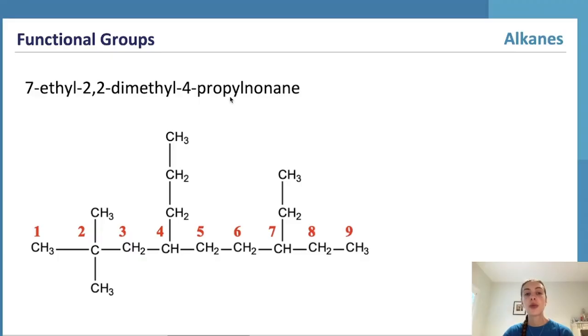The next one is saying 4-propyl. So it's saying we've got a 3-carbon chain long branch on the 4th carbon along the chain. So we can go 1, 2, 3, 4. And we can see we've got 1, 2, 3 carbons branching off the 4th carbon along the main chain. And so this here would be our propyl group, because it's like a propane chain, being 3 carbons long, except it's a chain and it's branching off, so it's a propyl group. So hence we end up with 7-ethyl, 2,2-dimethyl, and 4-propyl, and then nonane being the entire length of the main chain.